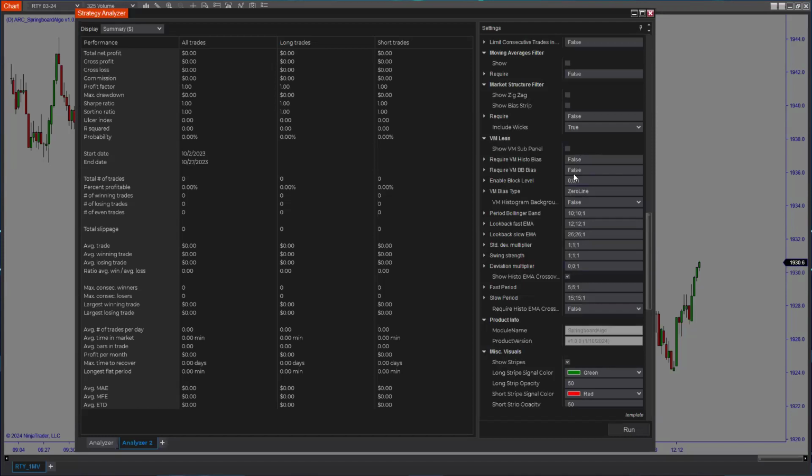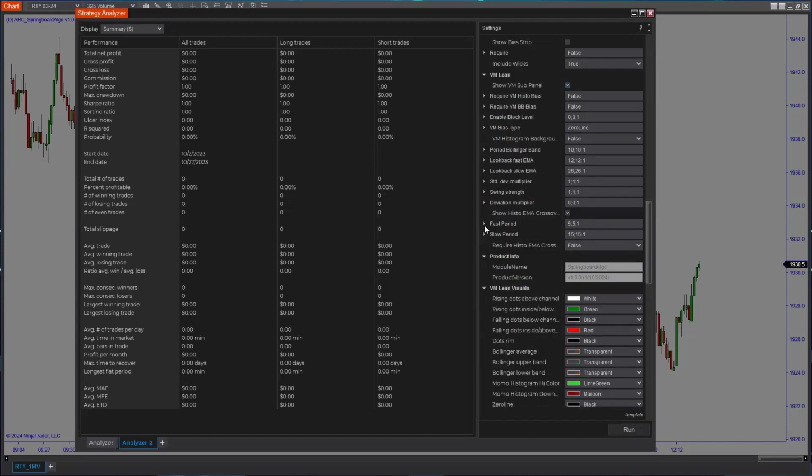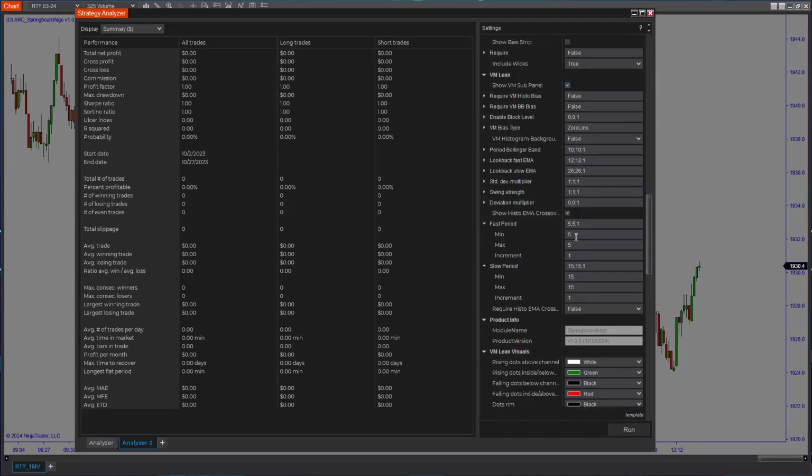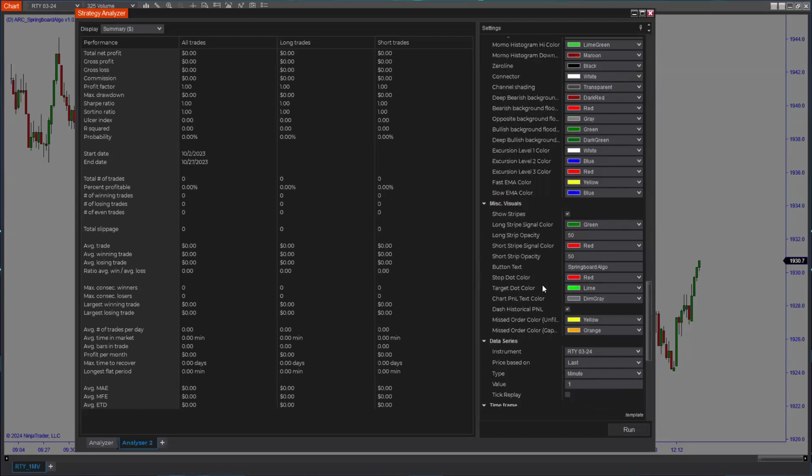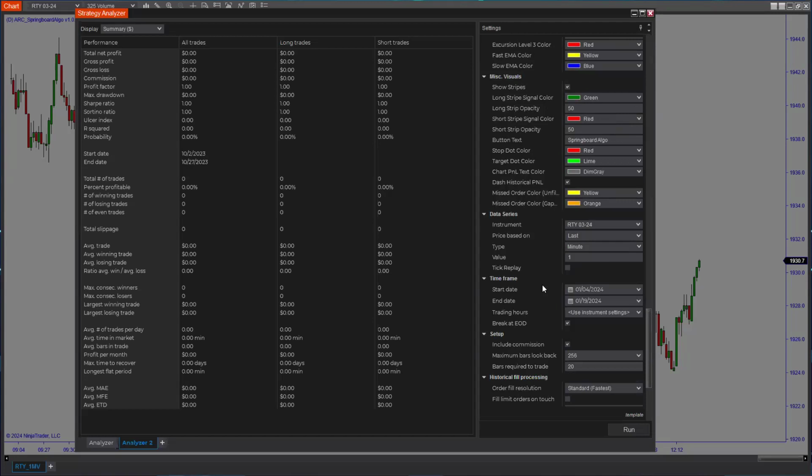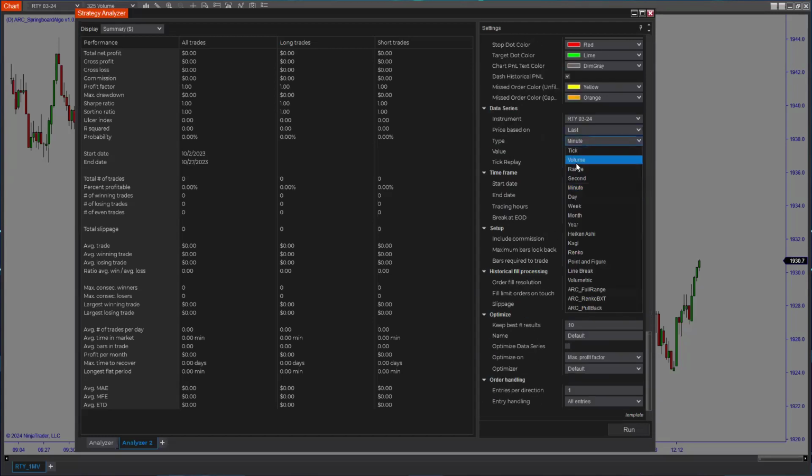Okay. And I'm going to show the EMA and I'm going to show the sub panel because I want to see it. Six, and let's go 13. I just want to see it. I'm not locking these numbers in just yet. Okay. And then we're going to put this on a volume chart.